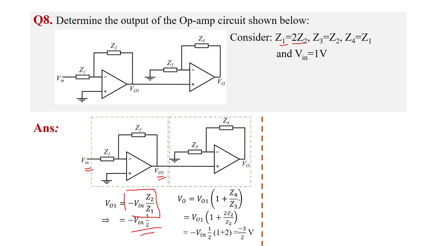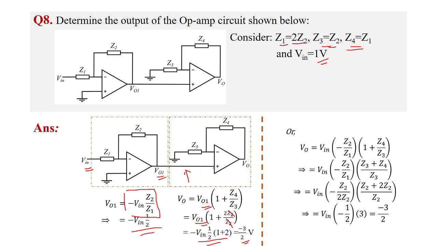And what is the output of the second configuration? Since it's a non-inverting configuration, whatever is the input here, that into 1 plus RF by R1, so V01 into 1 plus Z4 by Z3. Z4 equals Z1 and Z3 equals Z2. Substituting that, we get 1 plus 2Z2 by Z2, so V0 equals V01 into 3. V01 is V in by 2 with a minus sign, so on substituting that, since V in is 1, we get V0 equal to minus 3 by 2.